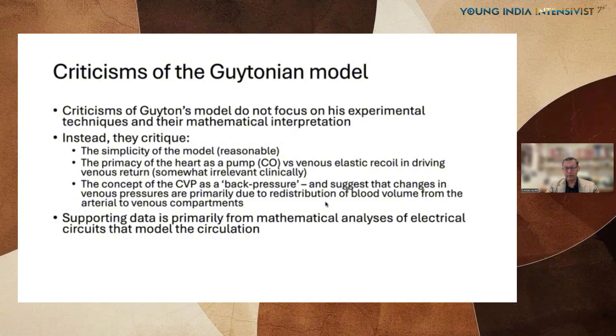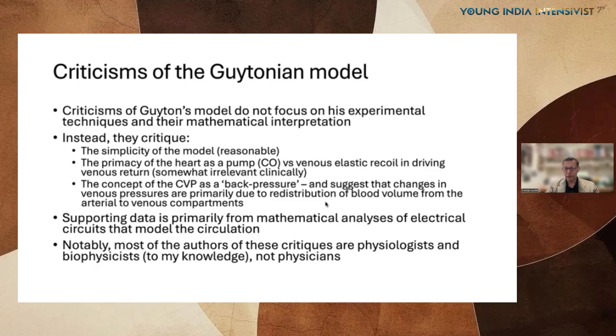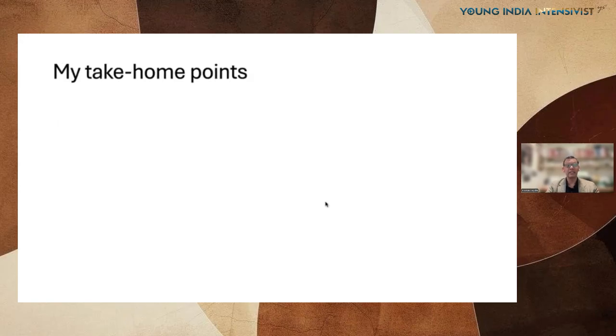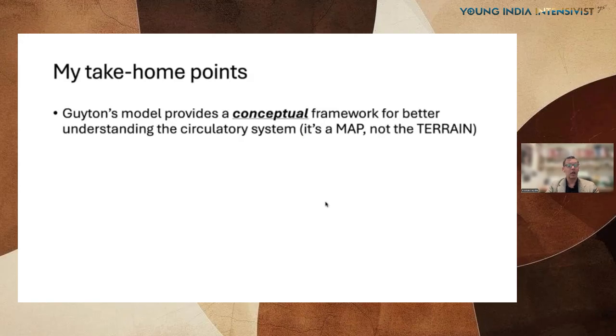A lot of the critiques come from electrical circuit analogs of the circulation. So there's a lot of super complicated and sophisticated math, and most of these authors are not clinicians. They're physiologists, they're biophysicists, they're not ICU clinicians, they're not heart failure cardiologists. So they miss, in my view, some of the forest for the trees. They're not wrong in their details necessarily, but it's less relevant for clinicians working the unit, right?